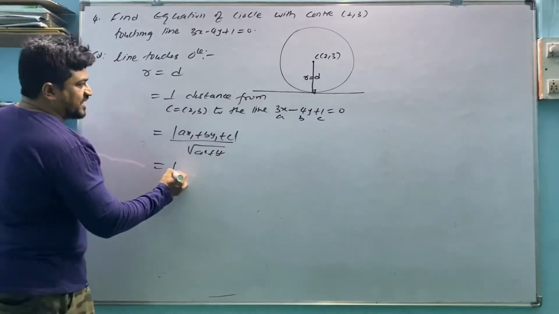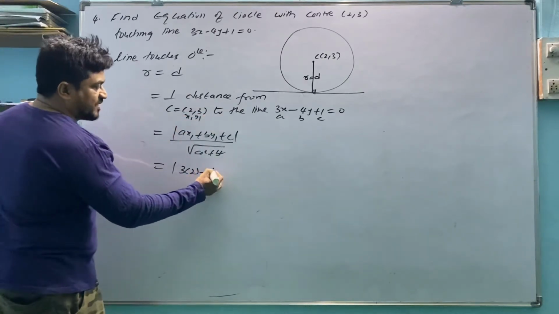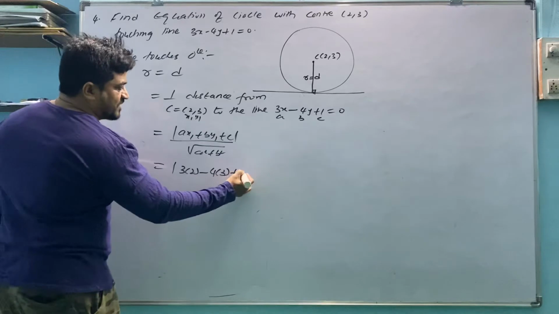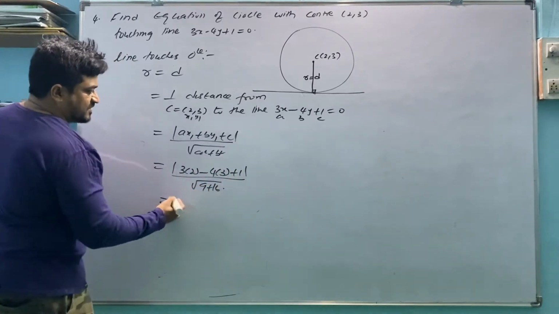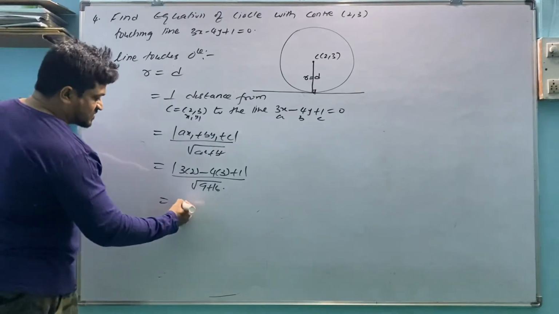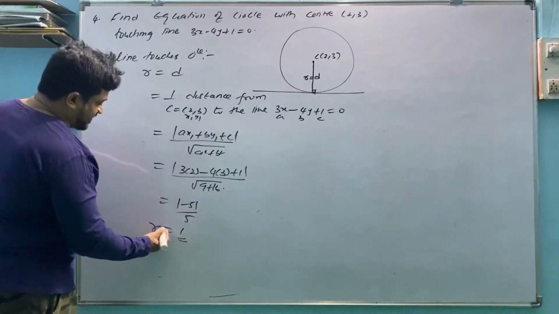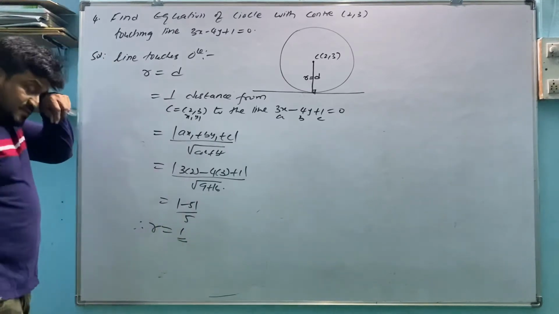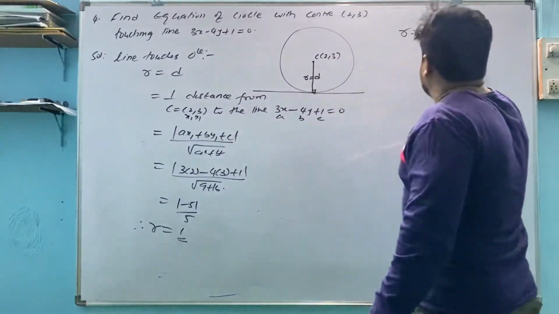So what is that? A into X1, 3 into 2. This is X1, Y1, the center. Minus 4 into 3 plus 1 divided by root of A square plus B square. This is 6 minus 12 plus 1. 7 minus 12 is minus 5 divided by 5. This is 1. We got the radius. Once we have radius, we have center.